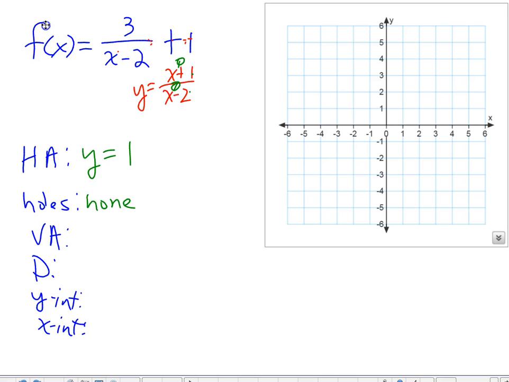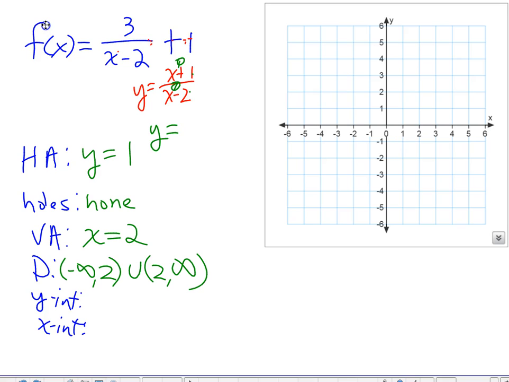The vertical asymptote is anything that makes the bottom 0 that didn't get canceled. Well, x equals 2 would make the bottom 0, and it didn't get canceled, so my vertical asymptote is 2. My domain will be from negative infinity to 2, union 2 to infinity. To find my y-intercept, I'm going to plug 0 in for x. I get 0 plus 1 over 0 minus 2, so negative a half. I have a y-intercept of (0, negative a half).